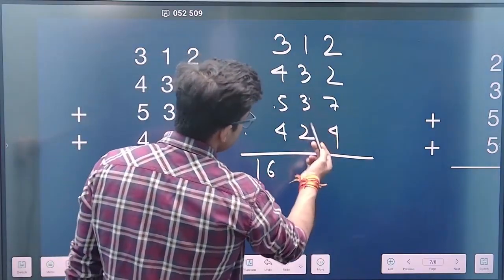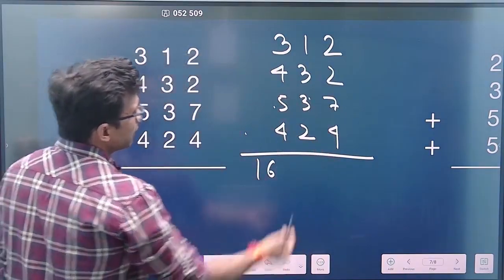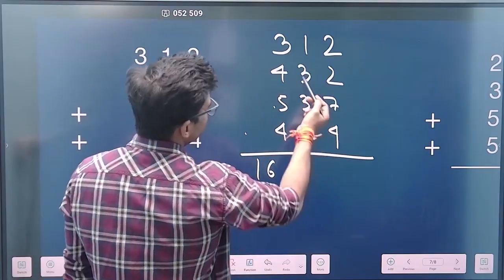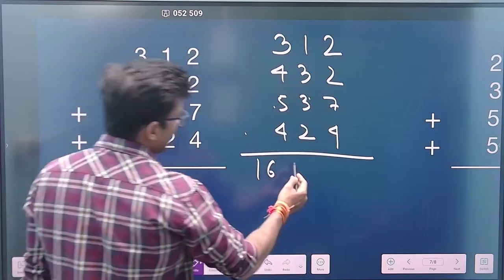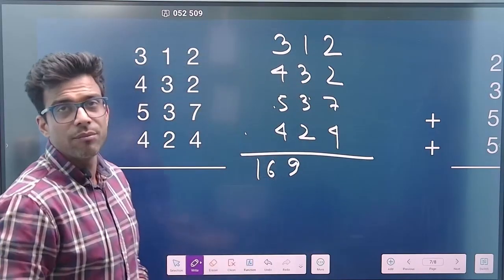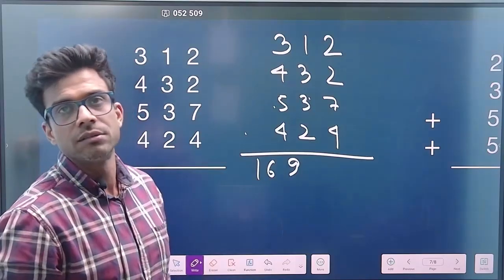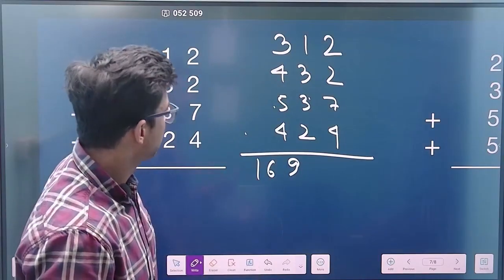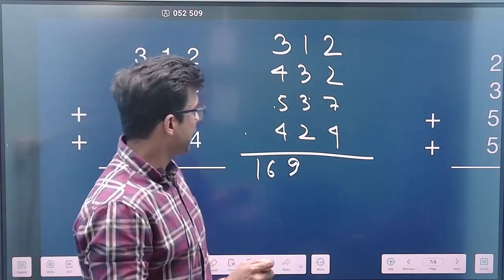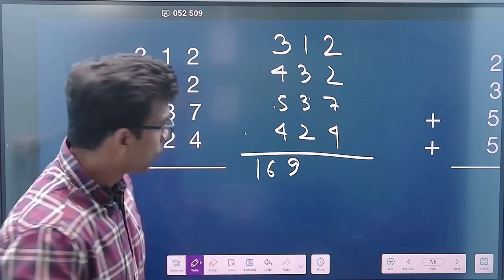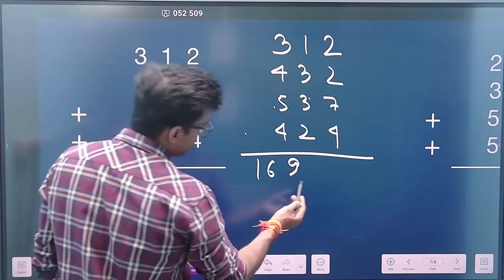Now 3 plus 2 is 5. 5 plus 3 is 8 and 1 is 9. Right now I am not getting any carry part. I hope so, I am not getting any. This becomes 9. Okay, fine.